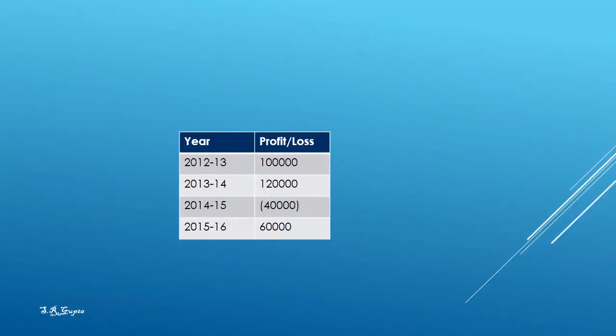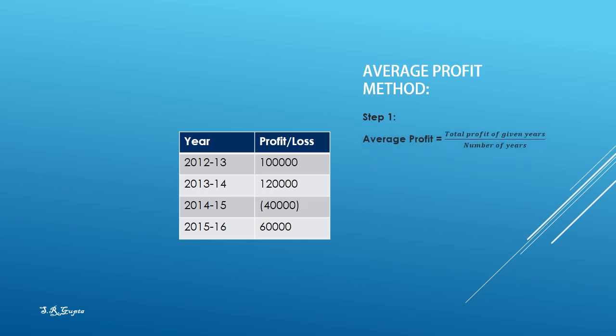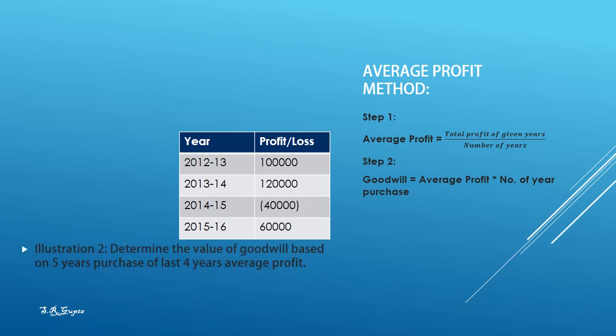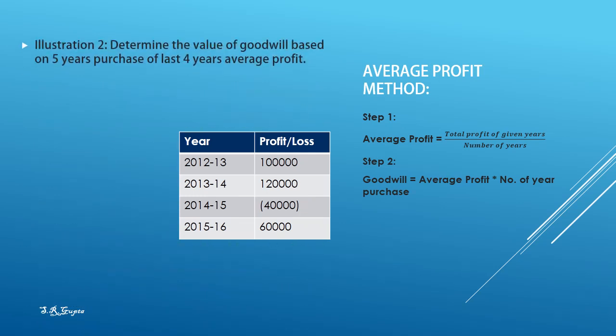Now what happens if there is a certain loss in certain years in the business of the firm? How will we find goodwill in such a situation by the average profit method? So let's have an illustration for such a situation. We'll follow the same 2 steps. We'll find the average profit and we'll find the goodwill for the firm.